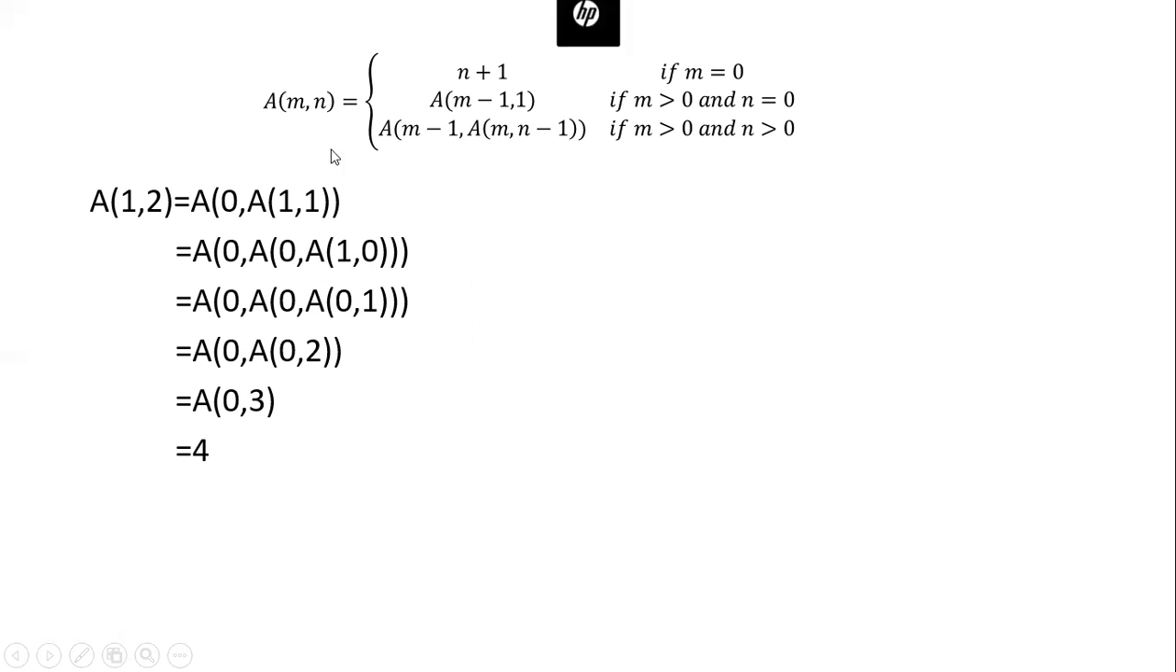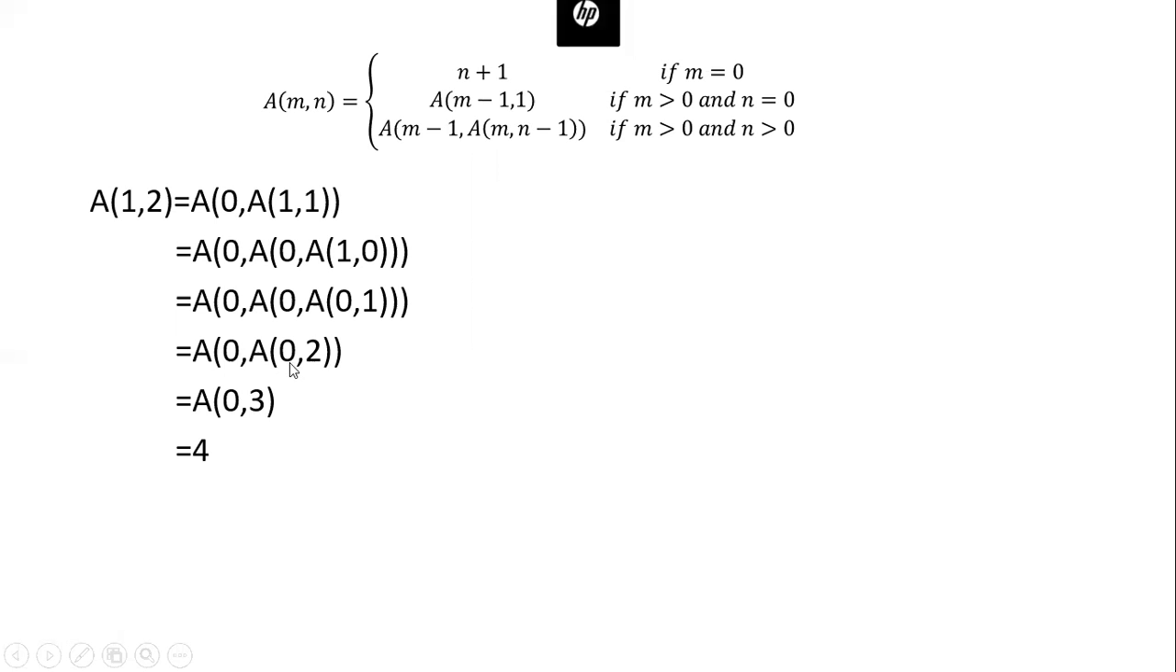In this, the second argument n is 0, so we need to go for this particular case. We call A of m minus 1 comma 1. m is 1, m minus 1 is 0, and the second argument is 1. Now the first argument m is 0, so when this function is called, we will have n plus 1 as the return value. Here n is 1, so this will return 2. That 2 will be returned to this place, so now this is replaced by A of 0 comma 2.